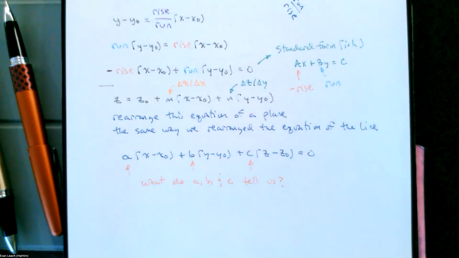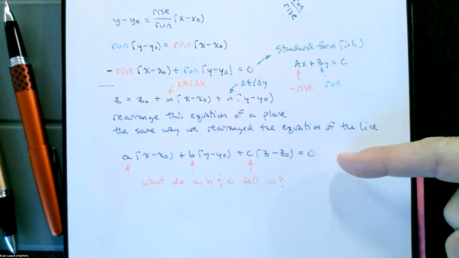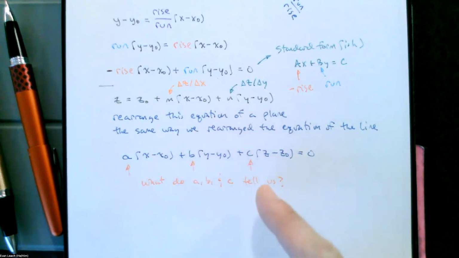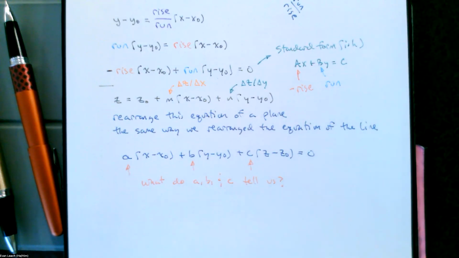So we want to do this same operation to go from this point and two slopes version of the equation of a plane to this kind of standard-ish version of the equation of a plane. And we want to know what these coefficients are telling us, and we want to make sure that it makes sense with what went on in the equation of a line. Any questions?